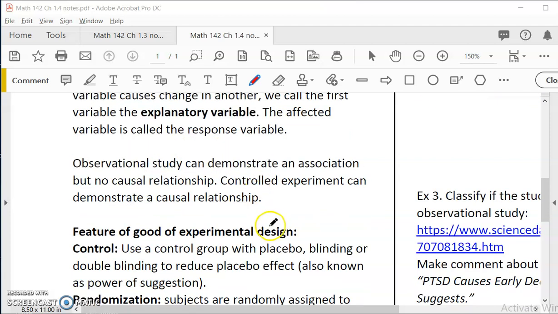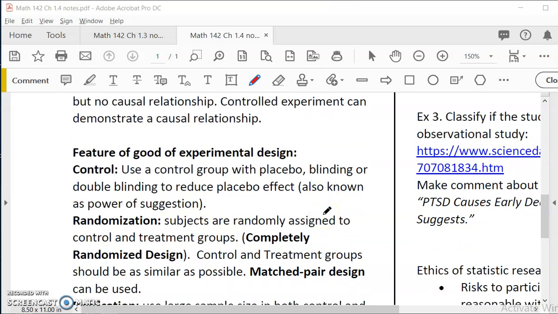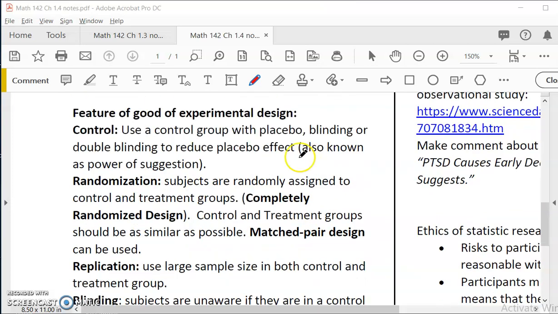A good experiment can actually control other factors that affect the response variable by eliminating all the other confounding variables. So let's look at some of the good features of a good experimental design. The three areas that constitute a good experimental design are control, randomization, and replication.